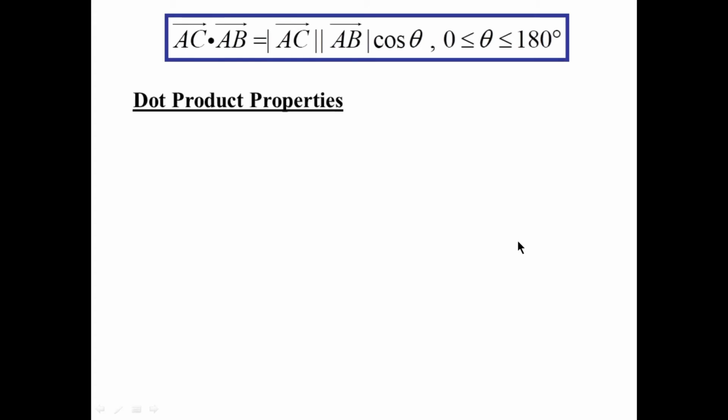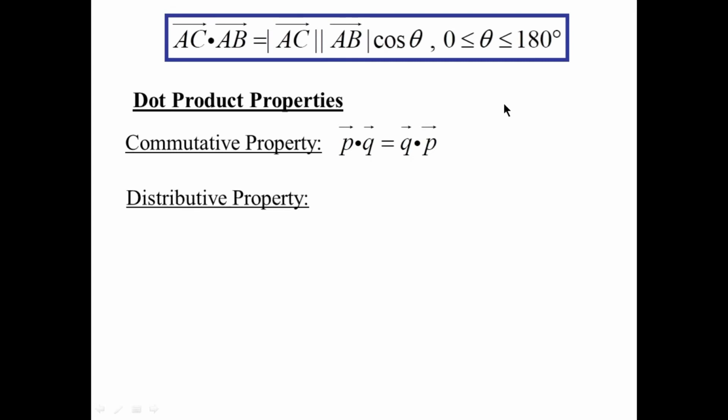Moving on, some properties. Well, most of the properties are intuitive and they are exactly the way you think it would be. For example, P dot Q equals Q dot P. It makes sense because this is length times cos, and this is also length times cos. So order of multiply doesn't matter. Order of dotting vectors doesn't matter.